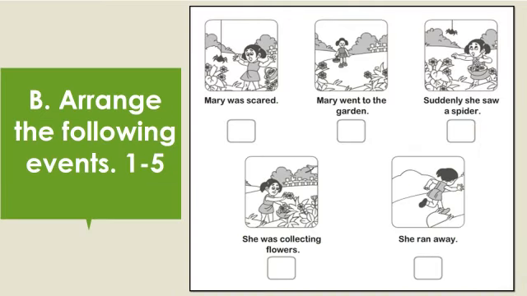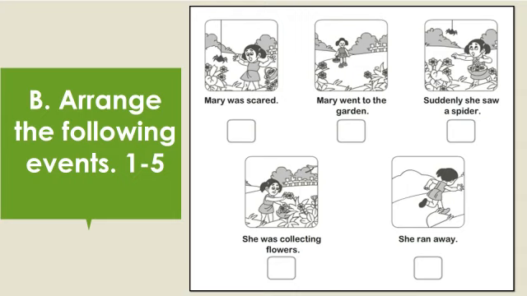Letter B, arrange the following events. Let us number this from 1 to 5. Okay, the first one is Mary was scared. Next, Mary went to the garden. The third one is suddenly she saw a spider, and she was collecting flowers. And in the last box is she ran away.